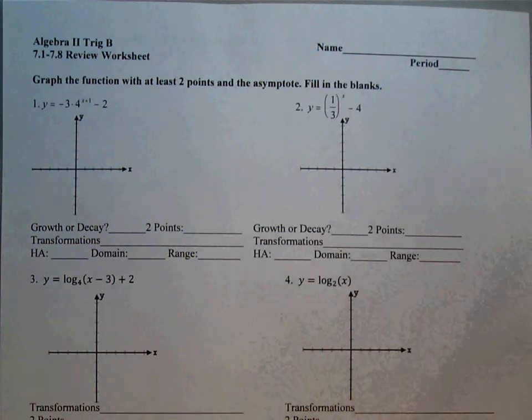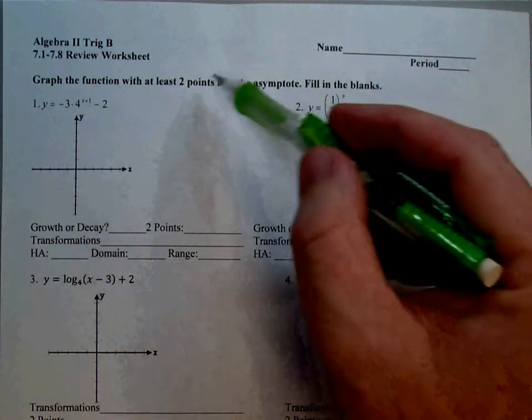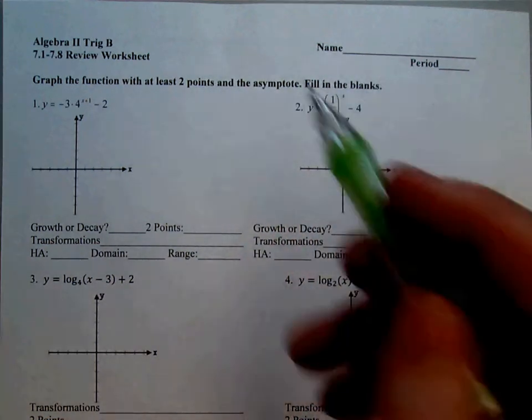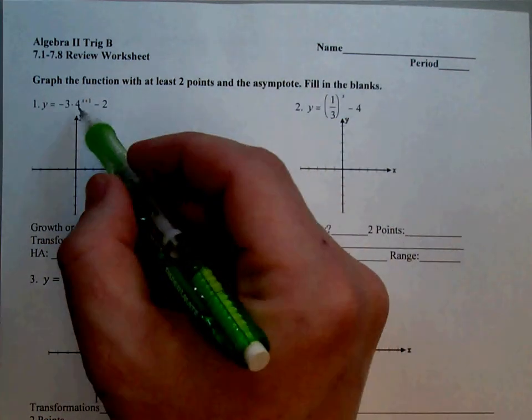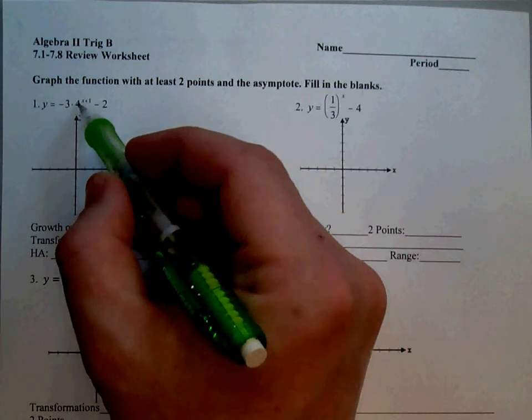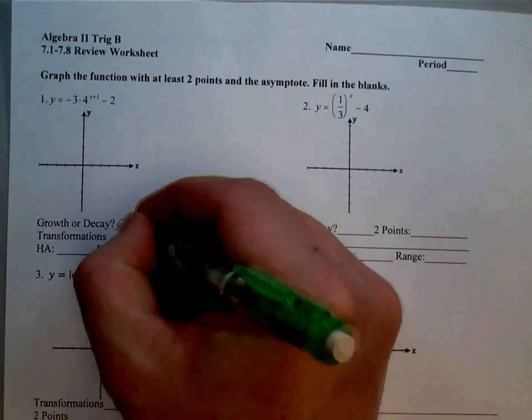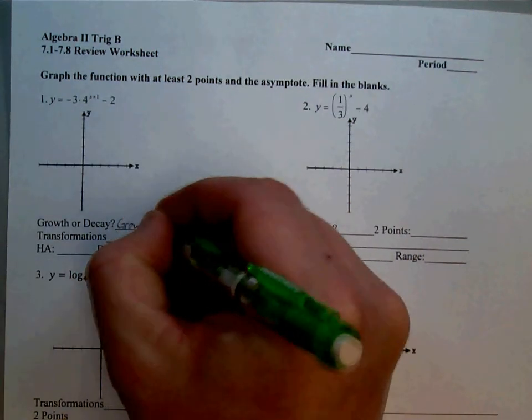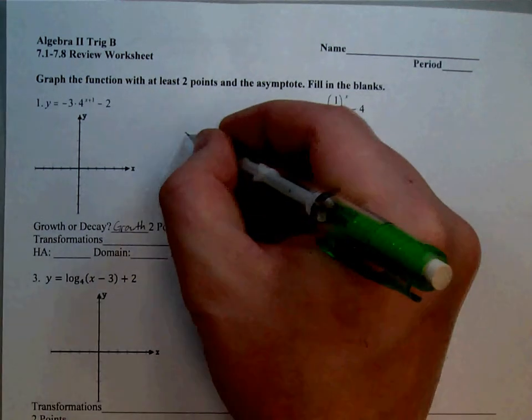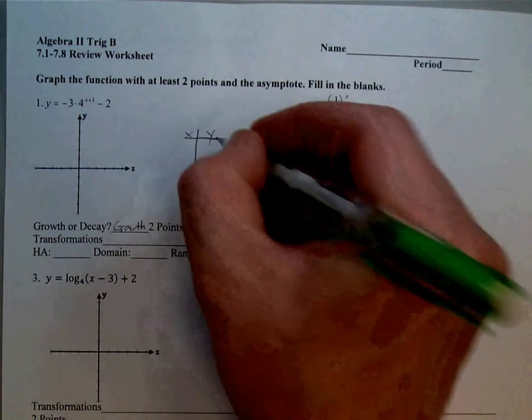Alright, number 1. We're supposed to graph. They want us to give at least 2 points. I'll probably do 3. So growth or decay. I see the B, the base number is 4, which is larger than 1, so it's growth. 2 points. Instead of filling in that blank, I'll probably just make my little chart. I'd rather do that.